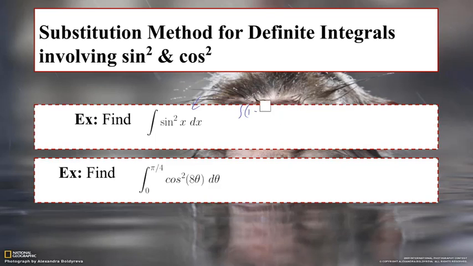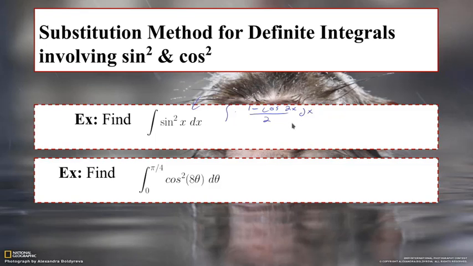Here's the trick. It is a trig identity, but specifically, it's the one that says that sine squared equals 1 minus cosine of 2x over 2 dx. And if you remember your trig, this is your half angle formula.